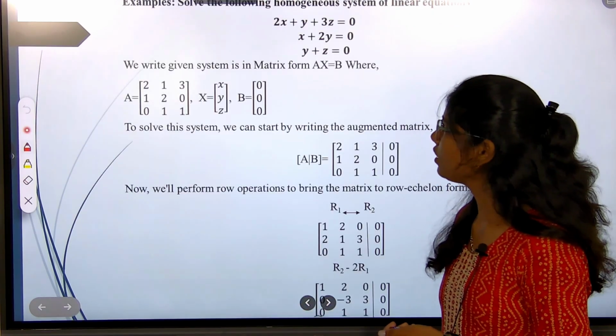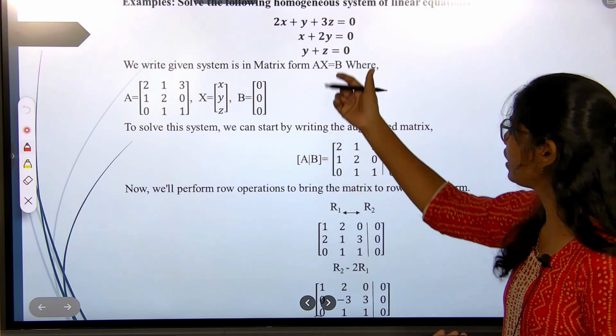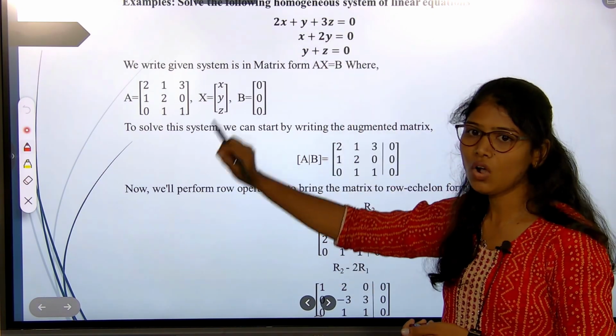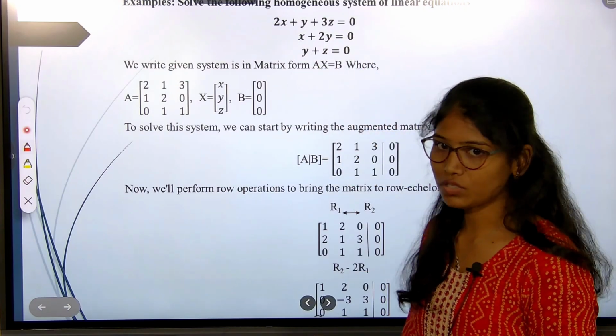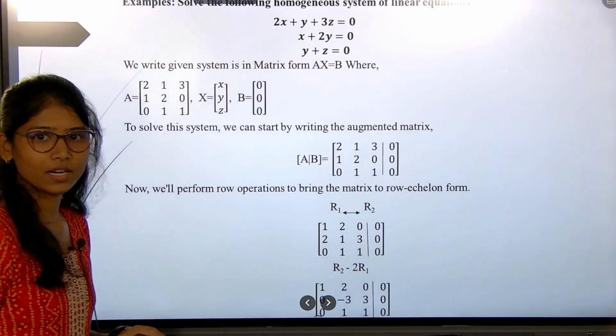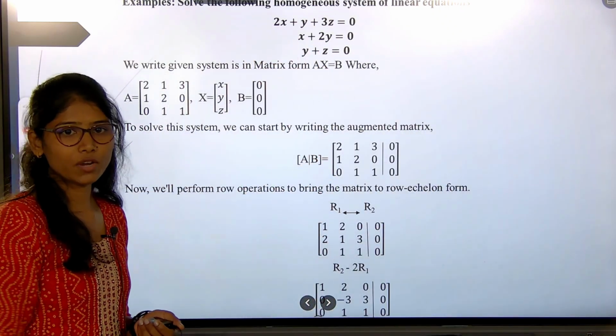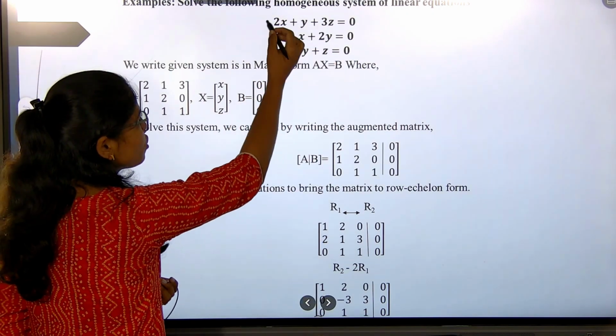Now how to solve the system of homogeneous linear equations? Solve means find out the values of variables which satisfy all the equations or all the system of linear equations. For that, first of all we need to write the given system in the matrix form Ax equal to b, where A is matrix of coefficient. Look at here, matrix of coefficient.